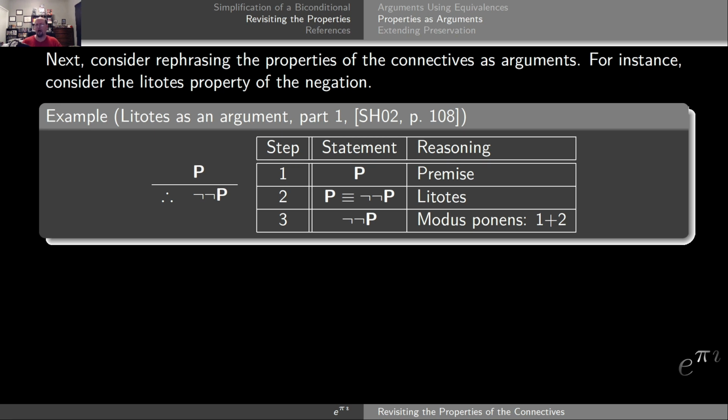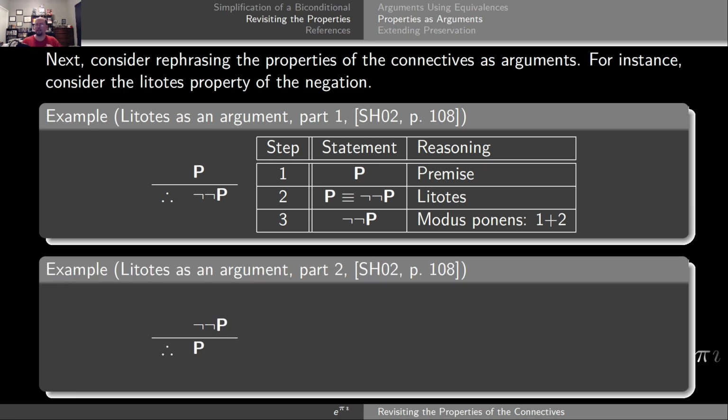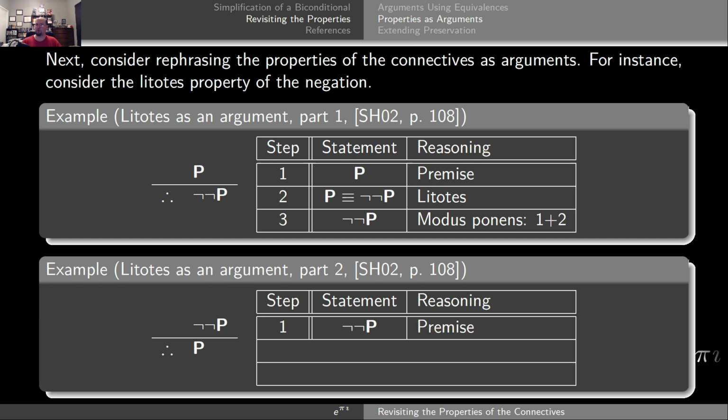I can also do this the other way around. If I start with negation negation P, I can then conclude that P happens to be true, and the proof is basically a mirror image. The first step is the first premise, negation negation P. I pull in the litotes property that negation negation P is equivalent to P, and then I conclude by modus ponens that P happens to be true. Thus, I can use one side of the litotes property provided that the other one already exists.